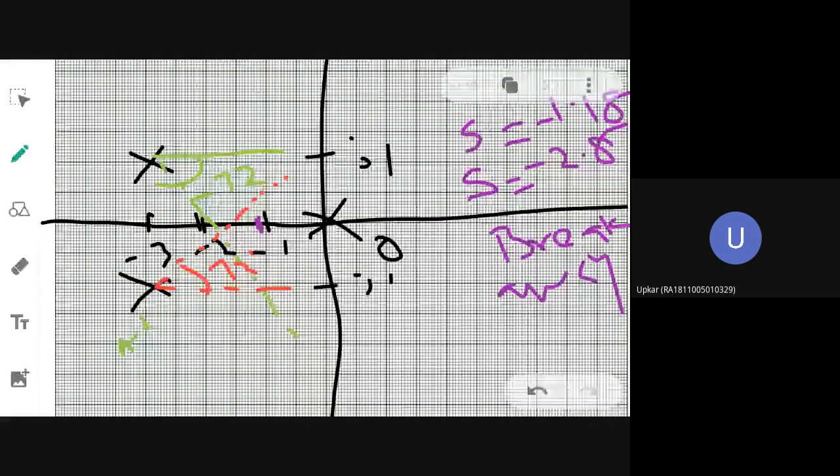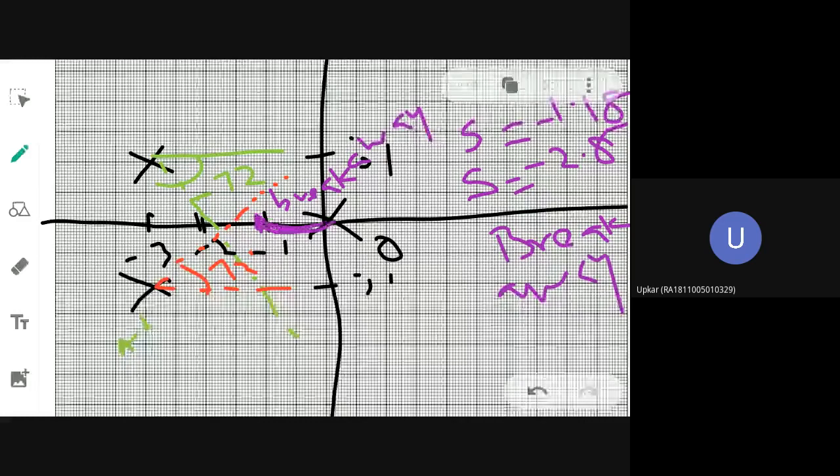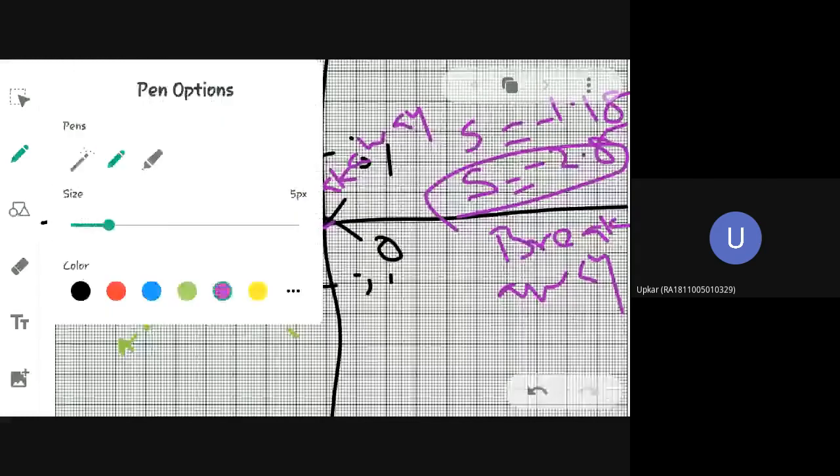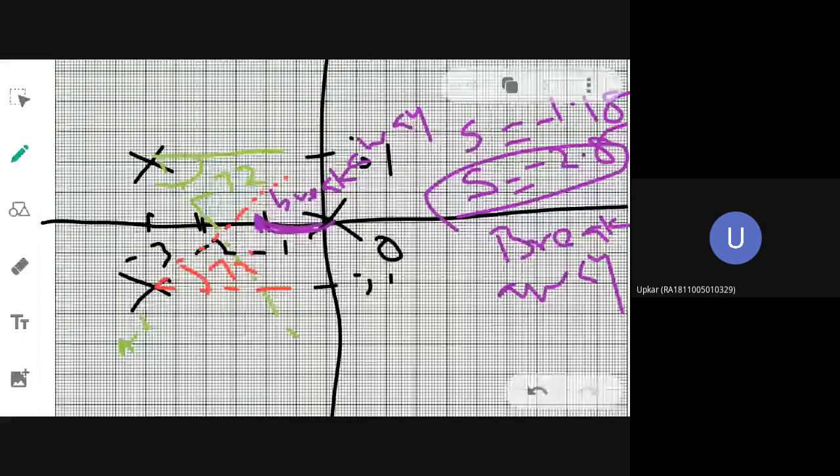This is one breakaway. It will start from this pole, it will break away here. All right. Next, what is your next break point? That is minus 2.8. That you locate by a different color. Blue color I am using. Minus 2.8, it will be somewhere here. That is S is equal to minus 2.8.